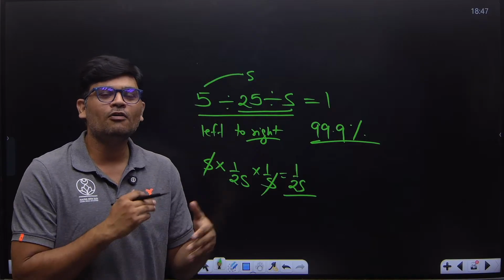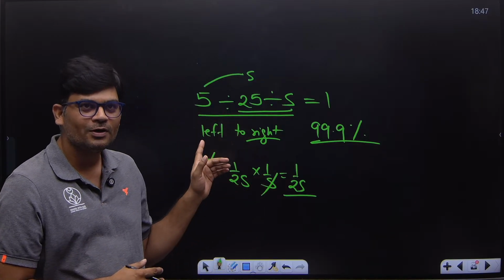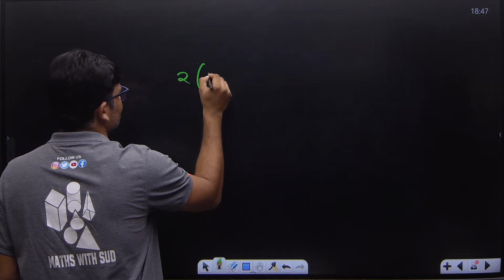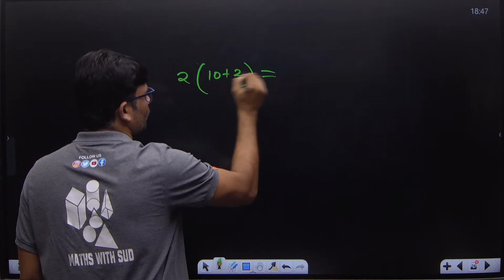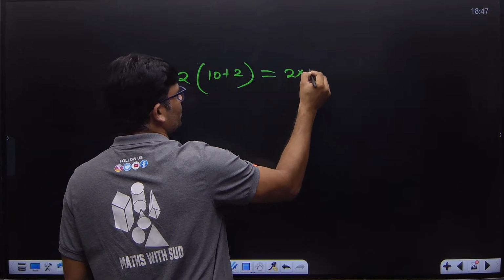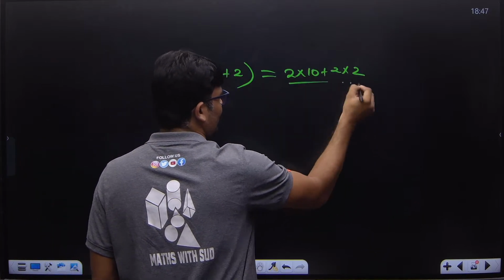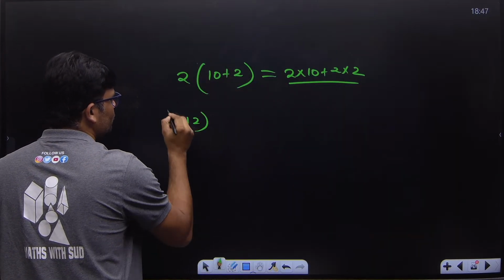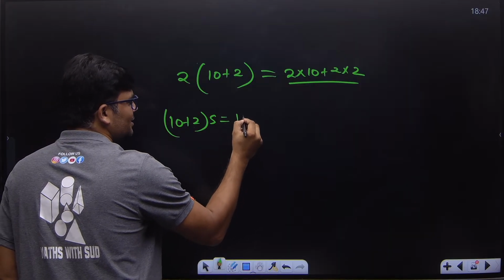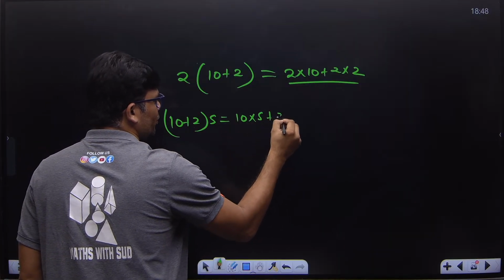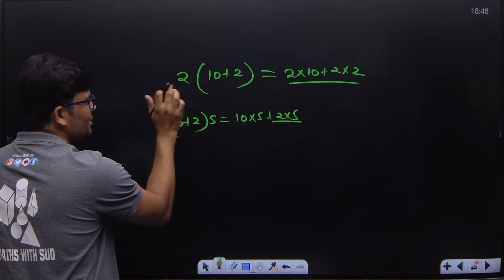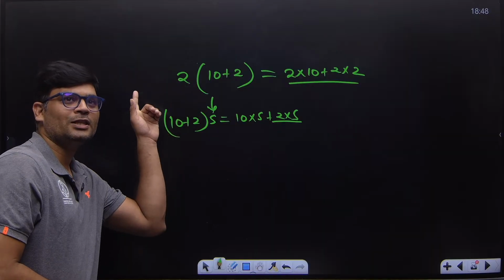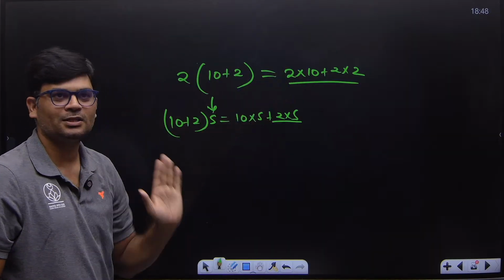So there are two kinds of distributive property. One is left, one is right. Let me show you. If I ask you 2 times 10 plus 2, what is it? You will say it is 2 into 10 plus 2 into 2, right? This is the distributive property. Now let us put it this way. 10 plus 2 times 5 is how much? You will say, sir, it is going to be 10 into 5 plus 2 into 5. So we say that multiplication is left distributive and right distributive as well. The number is coming from both the ends. Either it is coming from left or right, you can do anything.